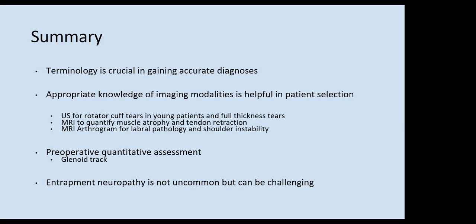And lastly, we talked about different types of entrapment neuropathy around the shoulder, such as the spinoglenoid notch, the quadrilateral space, and also talked about other entities such as neuritis, Parsonage-Turner syndrome. But these cases can be quite challenging, can be confusing. So just be aware and familiar with these cases and you will be fine.